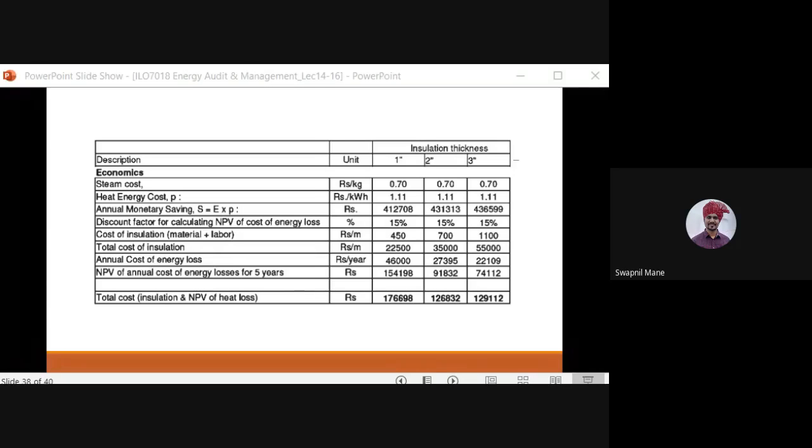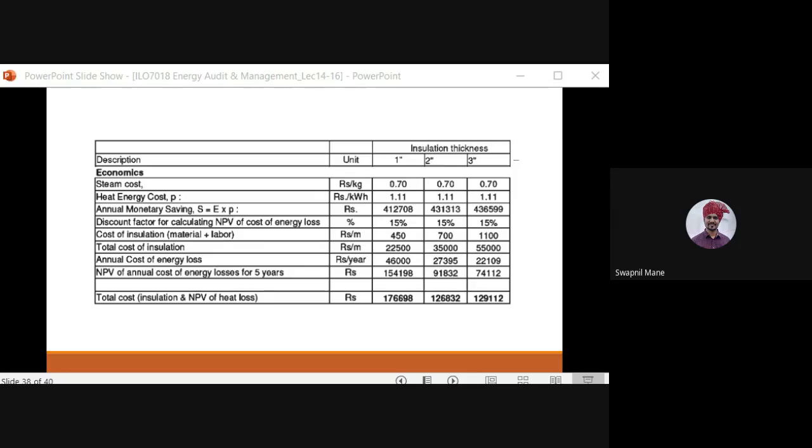So L by k is the thickness of the insulation upon k, the thermal conductivity, and A the area of the conductor. In case of a cylindrical system, it becomes 1 upon 2 pi kL ln of r2 by r1, where r2 is the outer radius of the insulation and r1 is the inner radius of the insulation. So here we can find the optimum thickness which can be required.